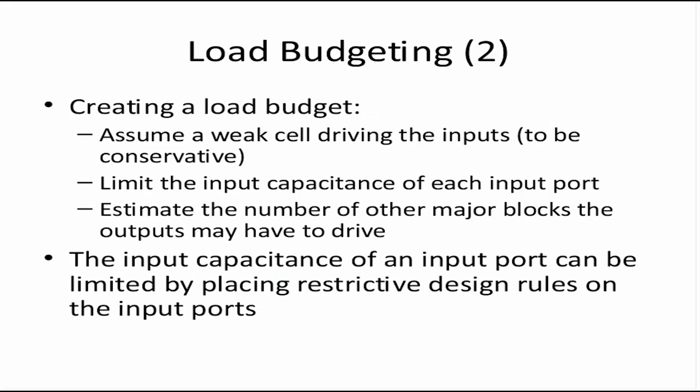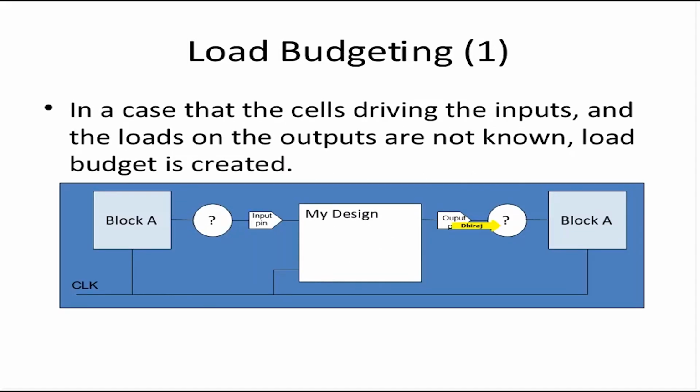So how do we create a load budget? At the inputs, we assume that there will be a weak driver. Why? Because this is the worst case. We should be prepared for the worst case scenario. So you could assume that a buffer of the lowest strength or an inverter of the lowest strength is driving my input, and you can set a driving cell accordingly, or if you do not want to set a driving cell, you can apply a transition number.